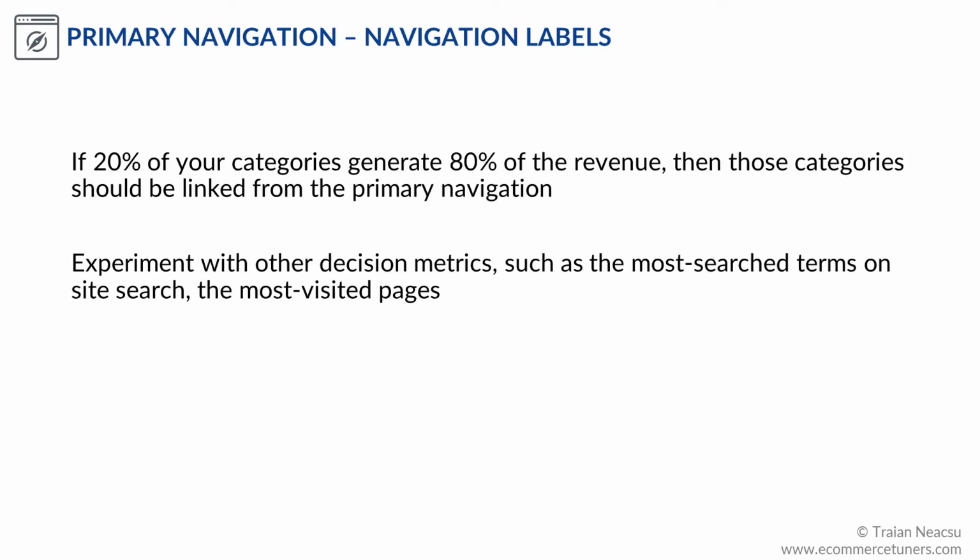When discussing primary navigation, we also have to discuss navigation labels. The categories and subcategories listed in the menus should take into account business goals and user testing. For example, if 20% of your categories generate 80% of the revenue, then those categories should be linked from the primary navigation. You should also experiment with other decision metrics, such as the most searched terms on the website, the most visited pages, and so on.